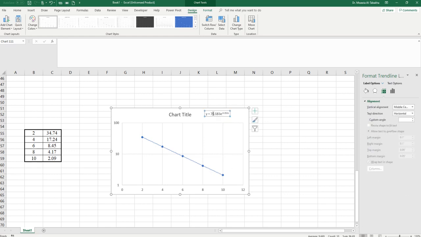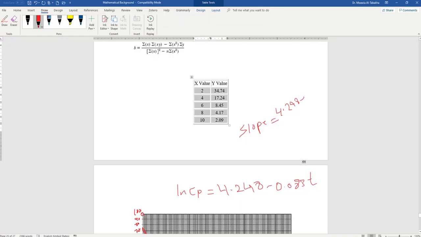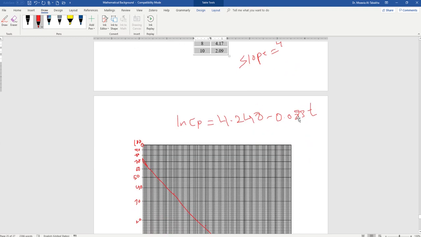You see here that your intercept is actually almost correct. 70.183. Okay. Ln is 70.183, which is the same. But the slope looks very different. I need to check it out again, whether I have applied the correct calculation or not.